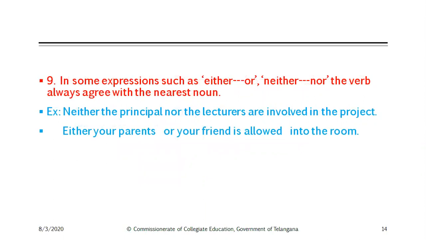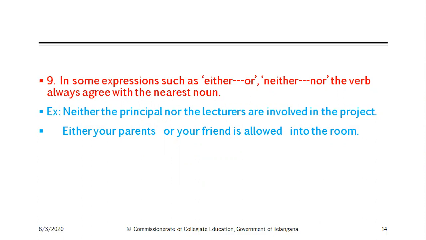And the next rule is, in some expressions such as either or, neither nor, the verb always agrees with the nearest noun. For example, neither the principal nor the lecturers are involved in the project. The lecturers are. The lecturers is plural, so the verb are is used there. Here, the verb agrees with the nearest noun, the lecturers.